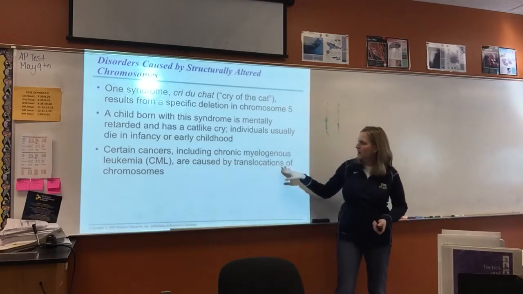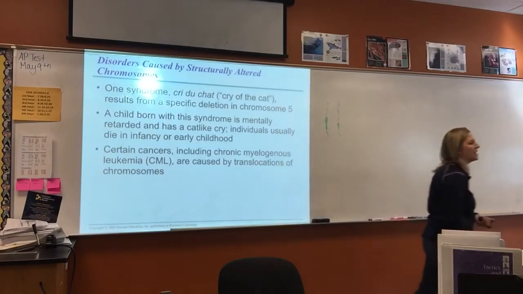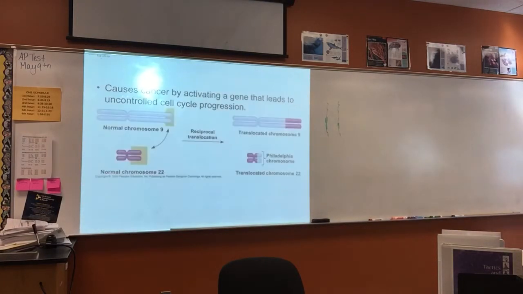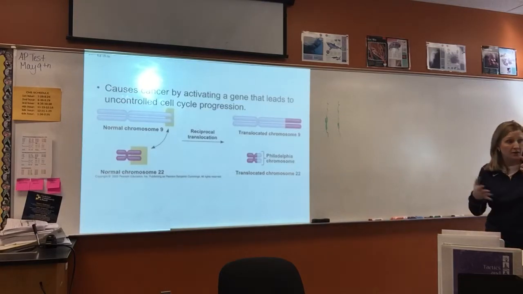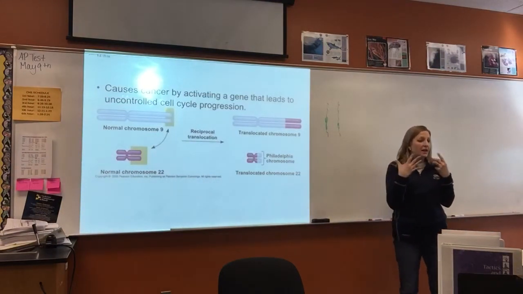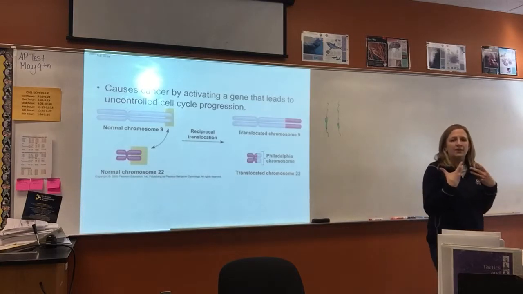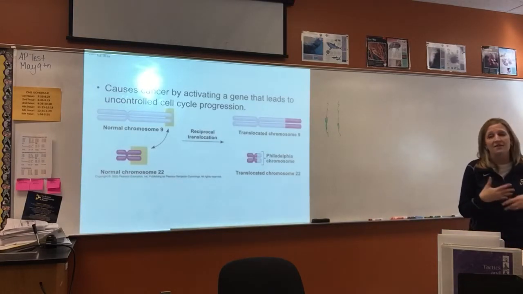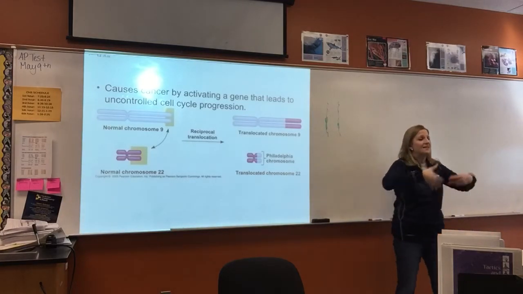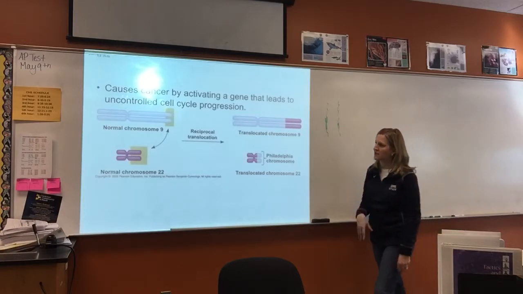And then translocation. Some cancers like leukemia are due to a translocation. This is actually a reciprocal translocation. Leukemia is where the white blood cells divide uncontrollably. Remember, cancer is uncontrolled cell division. And so this happens in a white blood cell that is going through mitosis, and once this reciprocal translocation occurs, any descendants of that cell will also have this translocation.